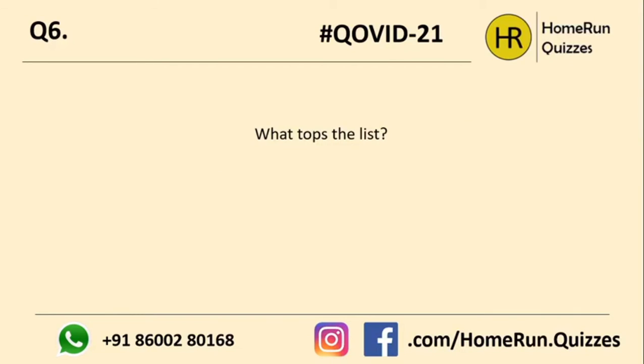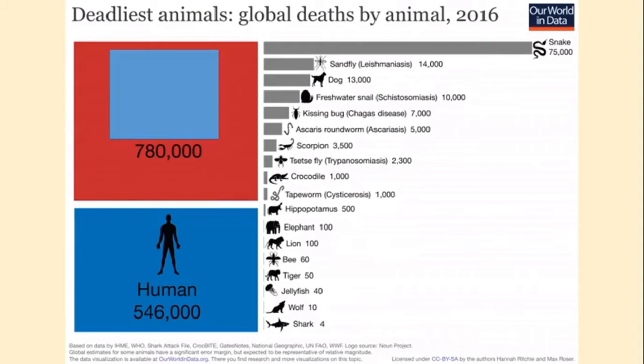Question 6. So I'll be showing you all a list, and I'm looking for who tops the list. Okay, so this is what it says. Deadliest animals. Global deaths by an animal in 2016. So the most number is for whom? The second comes human, after that comes snakes, then sandfly, dog, freshwater snail, kissing bug. Humans come second, with a total of 780,000. Which is the deadliest animal according to this study in the whole world, conducted in 2016? Okay, the deadliest animal. So who tops this list?